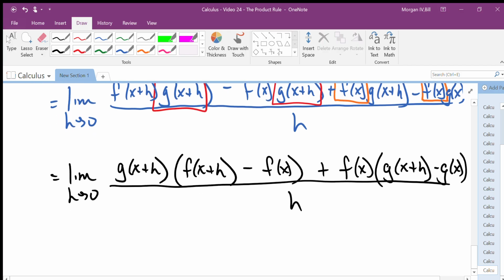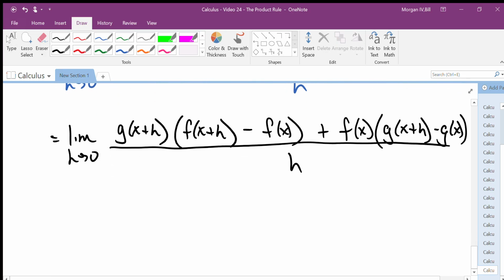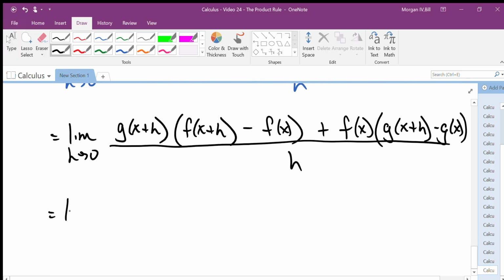And then we're going to think of this as 2 fractions that have been added together. We have this first fraction, g of x plus h times f of x plus h minus f of x. Think about that being over h, plus the second fraction being over h. If I were to add those together, that denominator h just stays h when you add 2 fractions, right? 3 over 2 plus 5 over 2 is 8 over 2, right? The denominator stays the same. We're going to separate them into their 2 fractions.